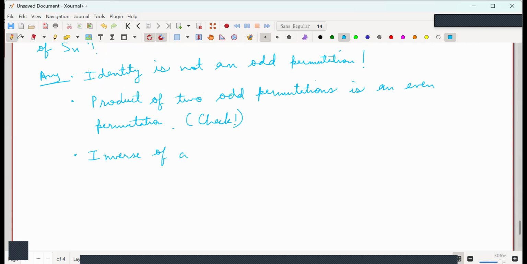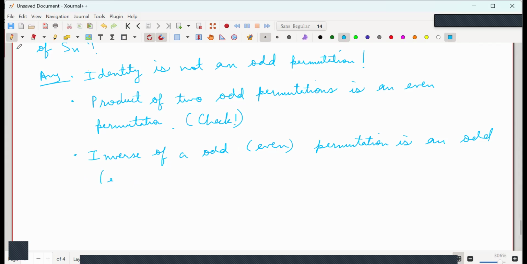Third thing, you can directly check: the inverse of an odd permutation is an odd permutation, and the inverse of an even permutation is an even permutation. You understand this notation, right? That means that if it is odd, then it will remain odd. If it is even, it will remain even.